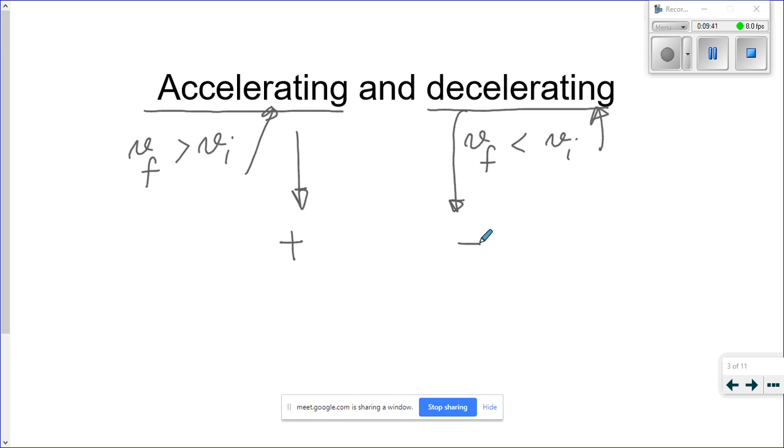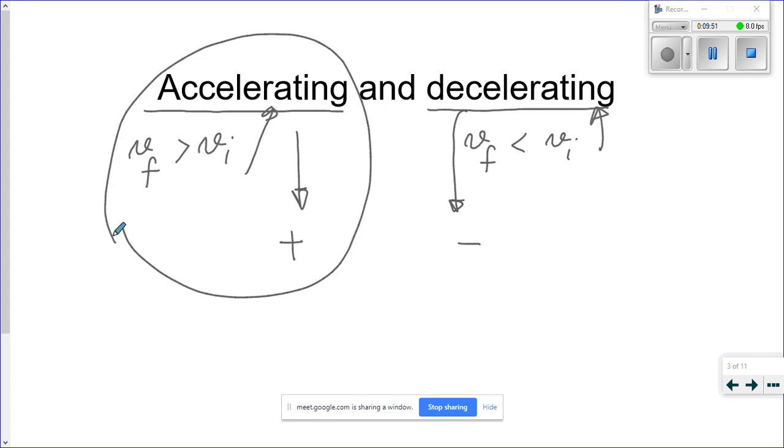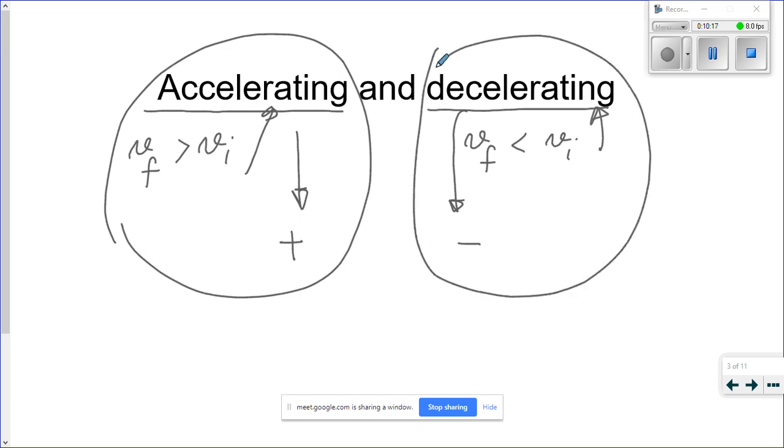So you may have an object that is accelerating with a positive acceleration going into east, but you may have an object that is accelerating going into west. Okay, so you may have an object that is decelerating going into north, and you may have an object that is decelerating going into south. So when the object is having a positive acceleration, that means that the final velocity is greater than initial velocity.